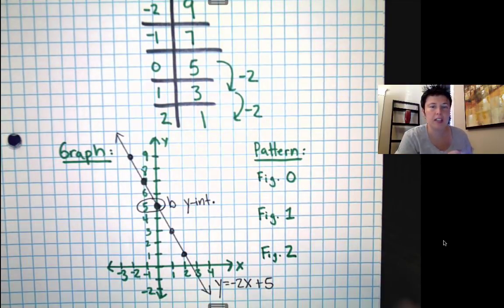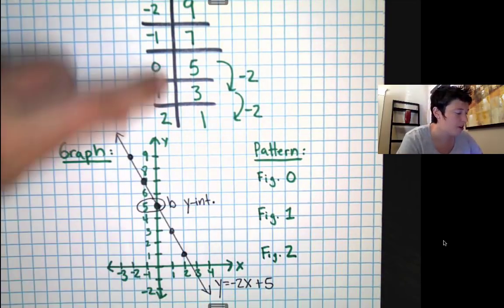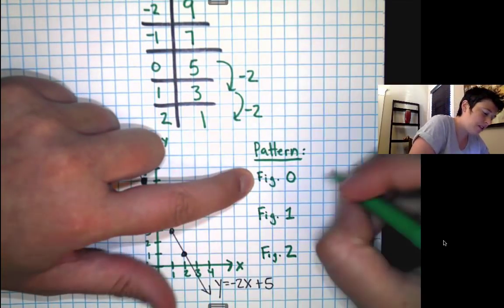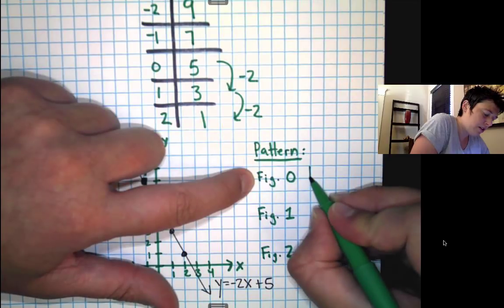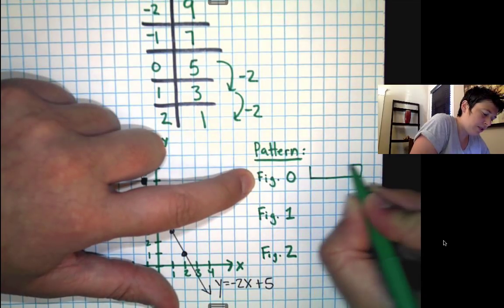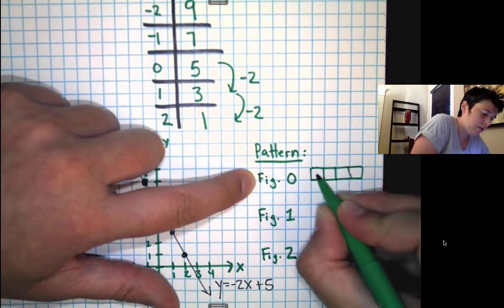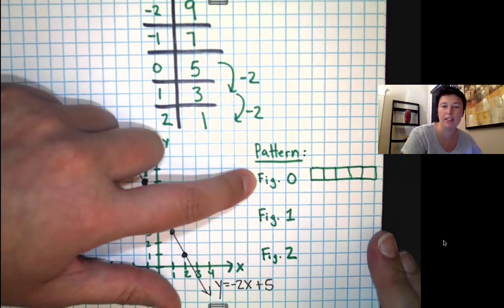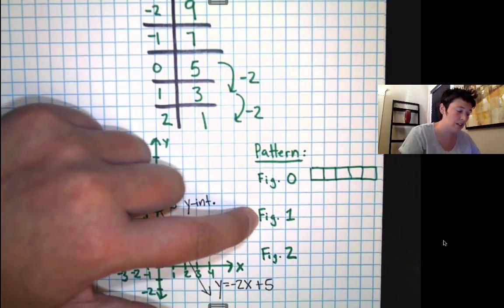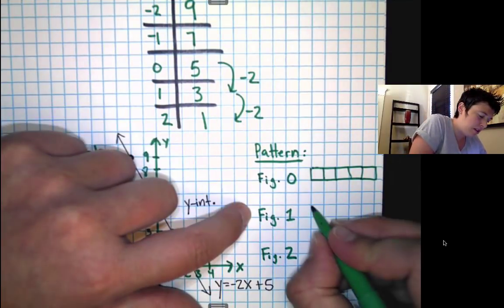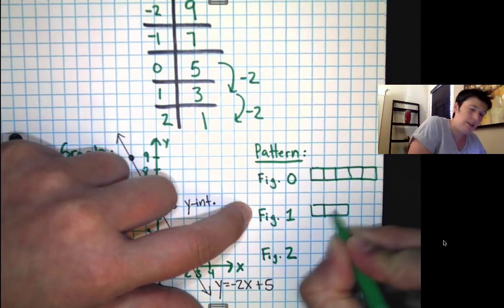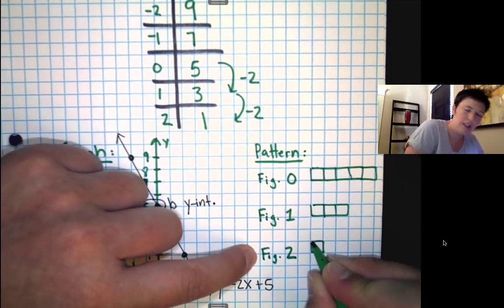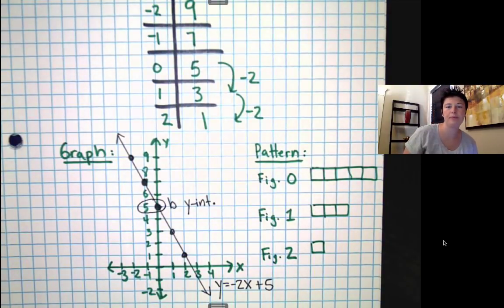And if you look closely at the table, you'll remember our numbers go 5, 3, 1. So figure 0 has to have 5 tiles. So this time for my figure 0, I think I'm going to do it like this. 1, 2, 3, 4, 5. Just a boring straight row of tiles. But figure 1's got to shrink down to 3 tiles. So now it's just going to be 1, 2, 3. And then figure 2 has to shrink down to 1 tile. And then I'm done. And there's my pattern.